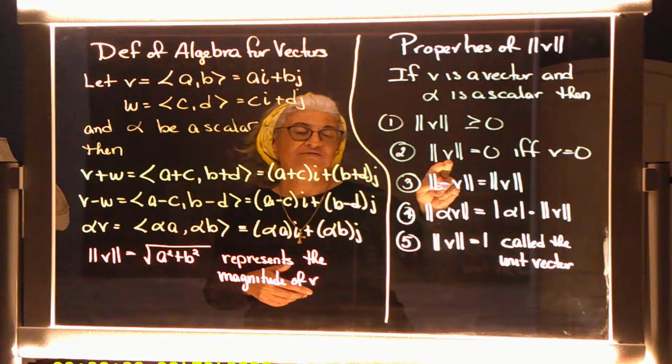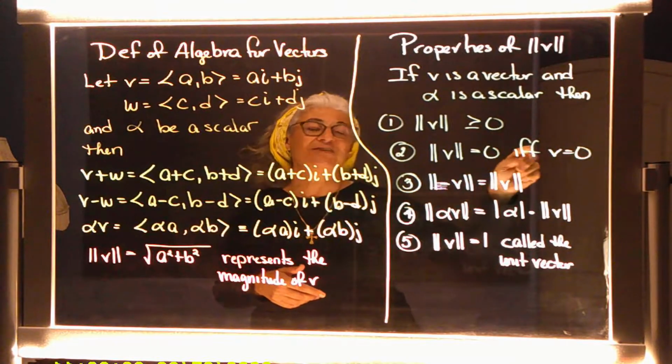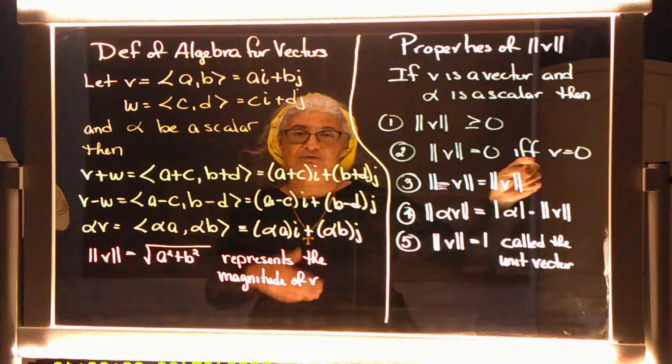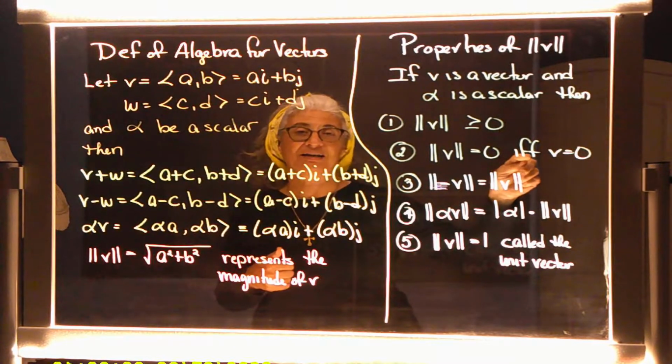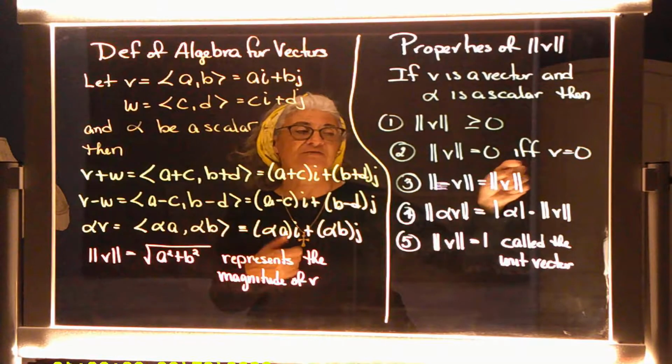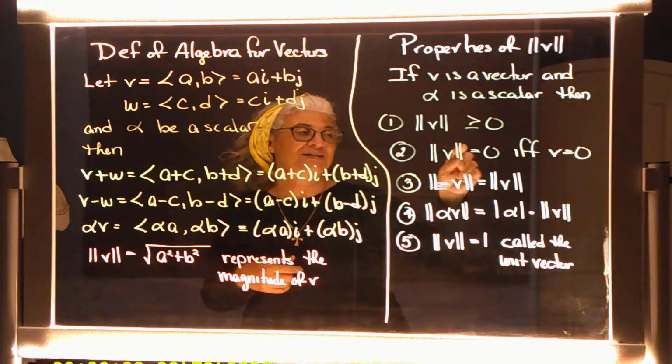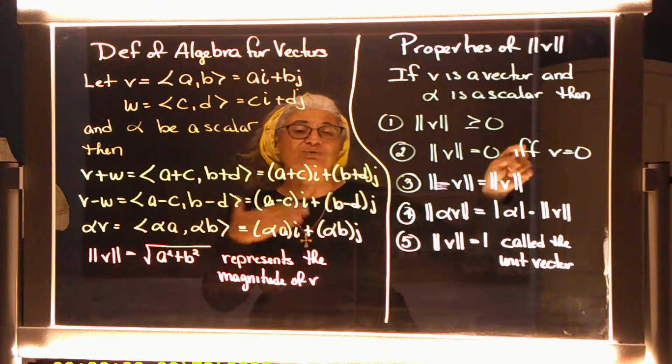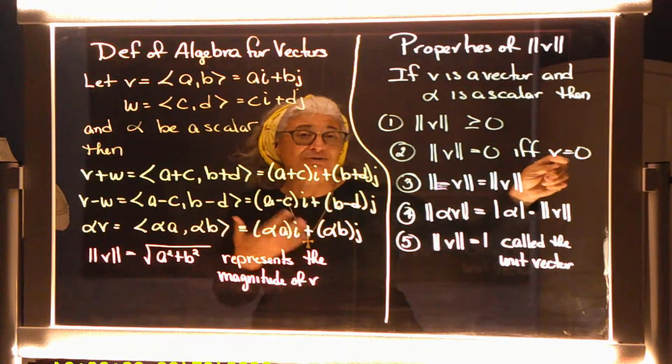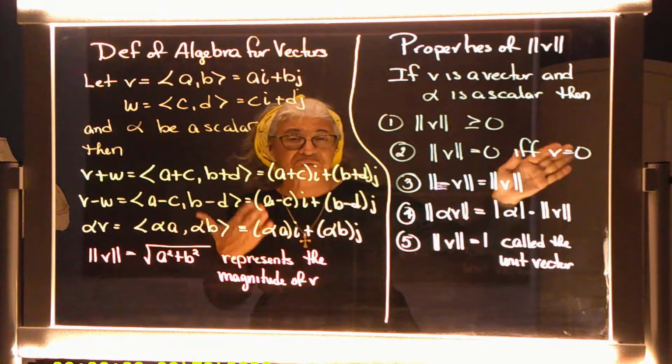The magnitude of vector v equals 0 if and only if, you've seen me use this before, this IFF means if and only if, the magnitude of vector v equals 0 if and only if v is the 0 vector. Makes sense, right?